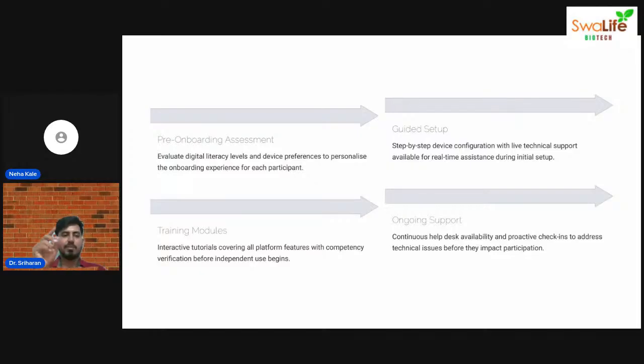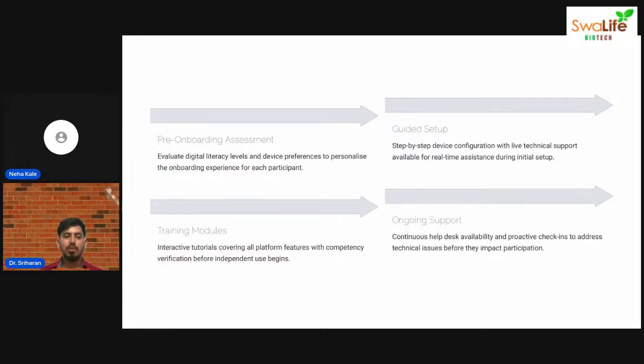pre-onboarding assessment is very important. Why? Because we are using digital tools. We want to know whether the participant has knowledge of digital literacy, whether they can perform and whether they can use them. You want to assess because if you give digital tools to a patient who cannot access them, it will lead to failure for us. So digital assessment is very important.